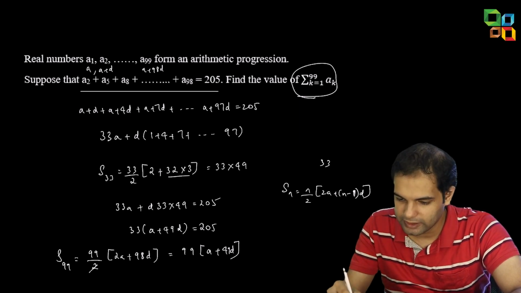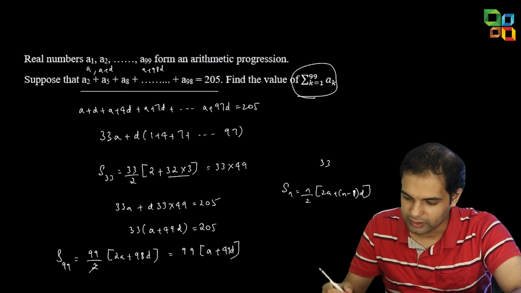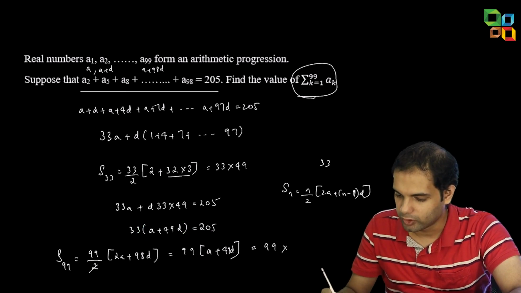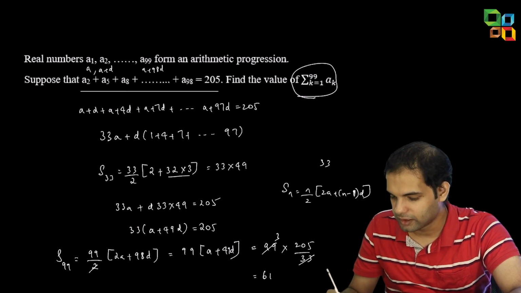Okay. So now you can see that this information is 205 by 33, or you can take 33 common here. Anyways, we'll directly do it. 99 into this is 205 by 33. So 33 is common. This is 3 times. So it's 615.